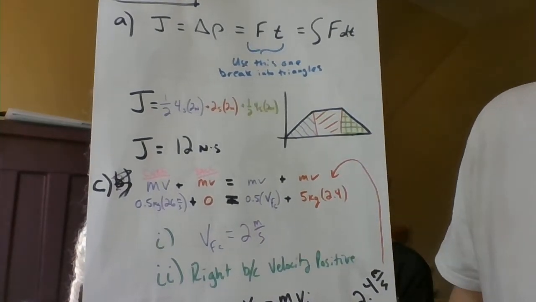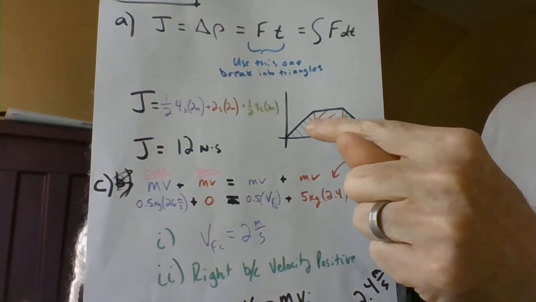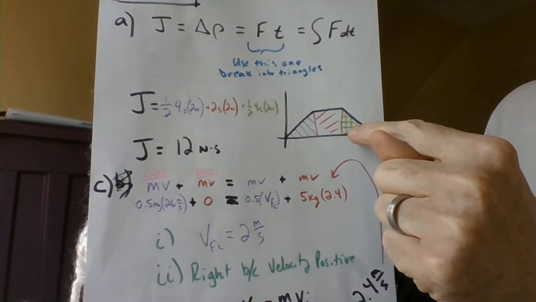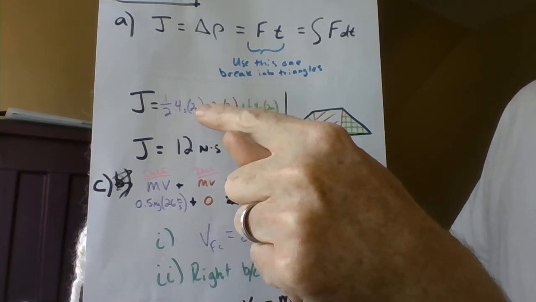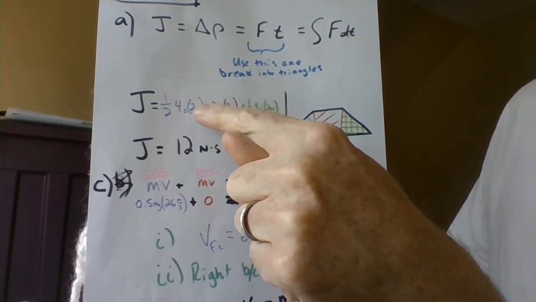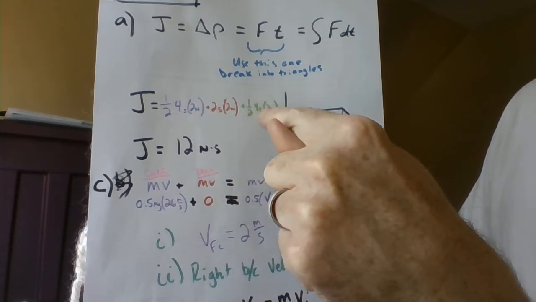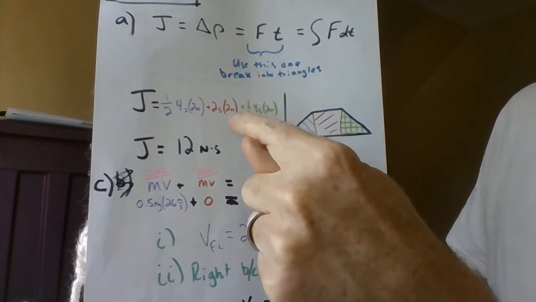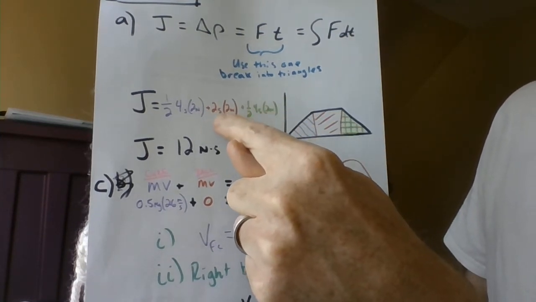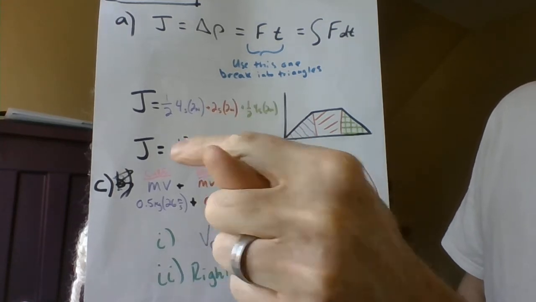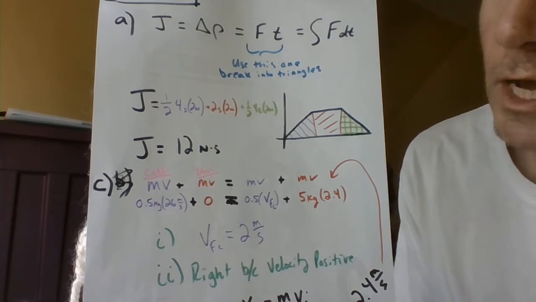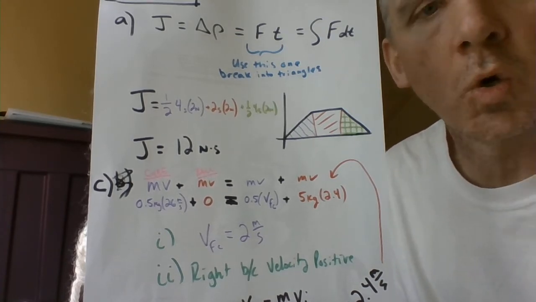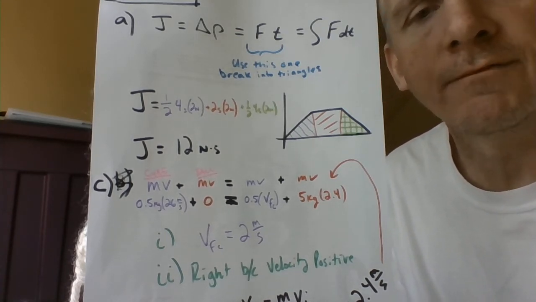under the curve, we got the purple bit, red bit, green bit. They got 1/2 times base times height, 1/2 times 4 seconds times 2 newtons. That triangle is actually going to be the same size as that one. And then we get that little square in between, 2 times 2. And we get an overall impulse of 12 newton seconds. That's the unit of impulse.